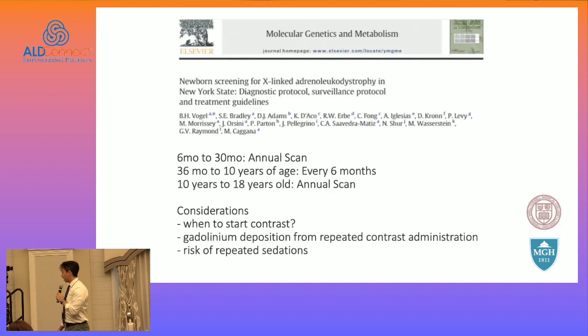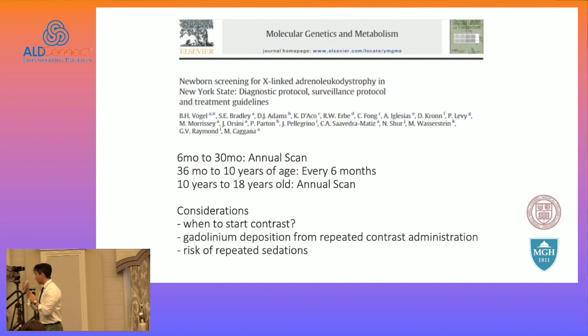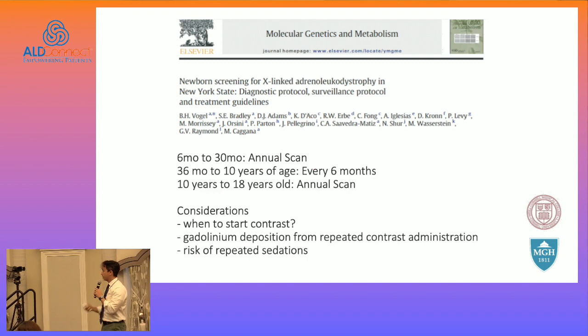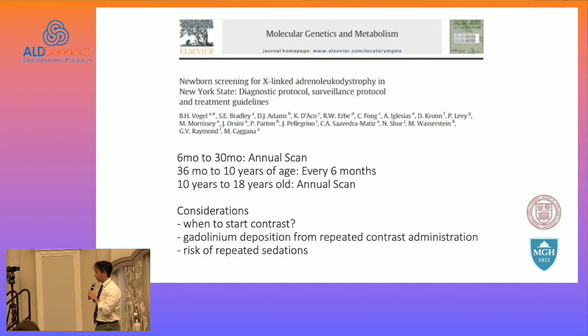So this was put out by the New York State Newborn Screening Group, making recommendations about how and when to start MRI screening. The recommendations were between 6 and 30 months, get an annual scan, and then between the ages of 3 and 10, scan every 6 months, and 10 to 18, do an annual scan thereafter.